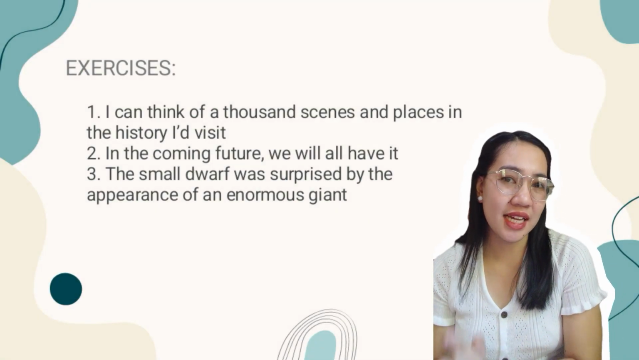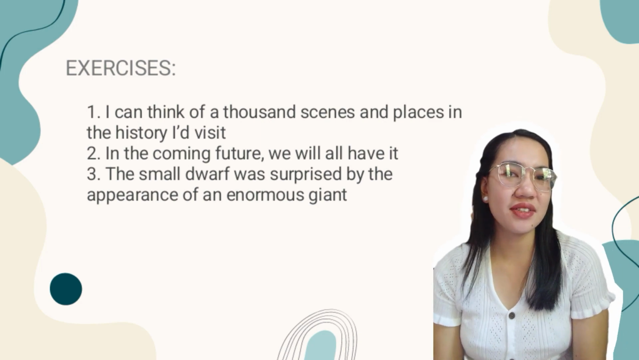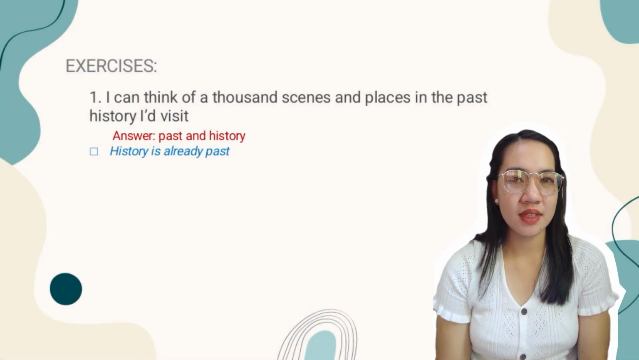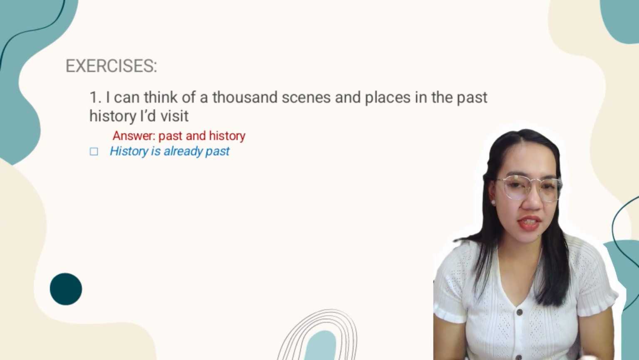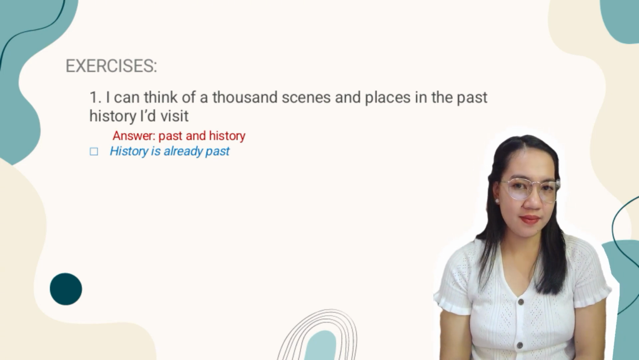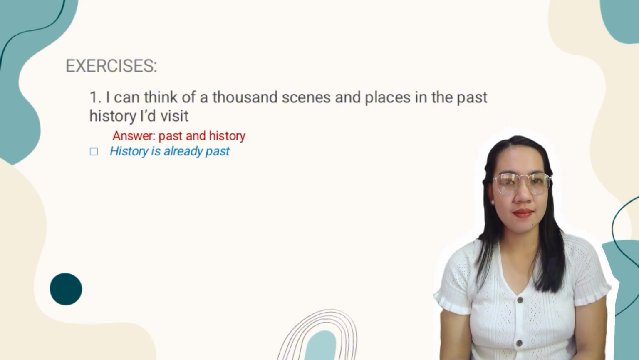Can you spot the redundancy in the sentences? Let's reveal the answers. Number 1: I can think of 1,000 scenes and places in the past history I'd visit. So the answer here is past and history.